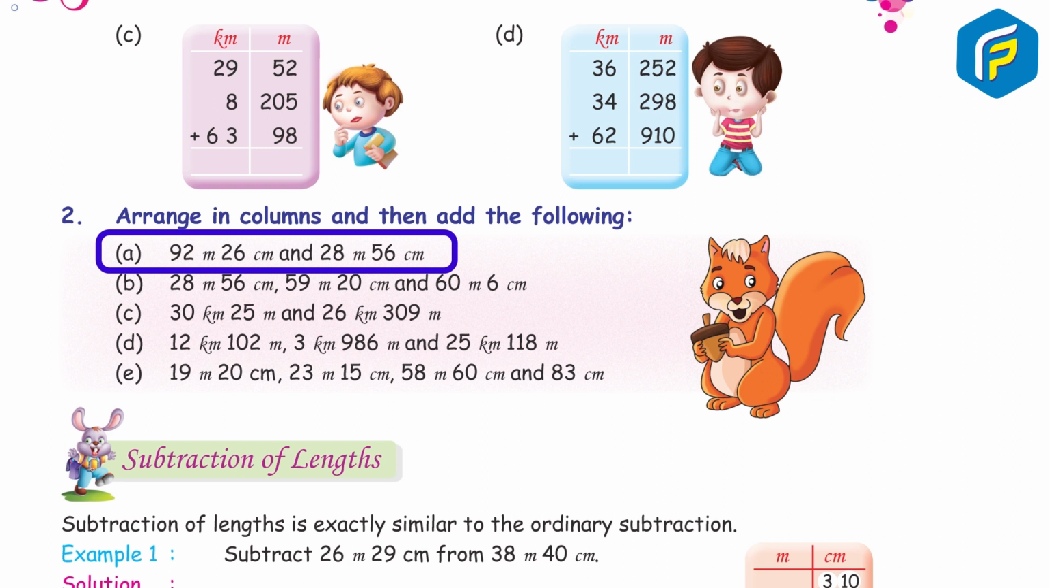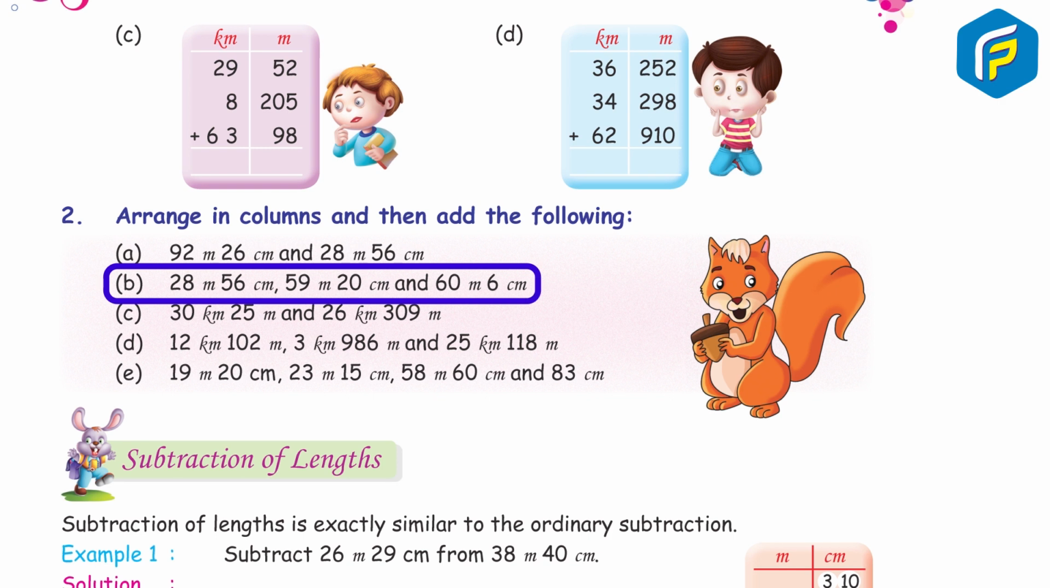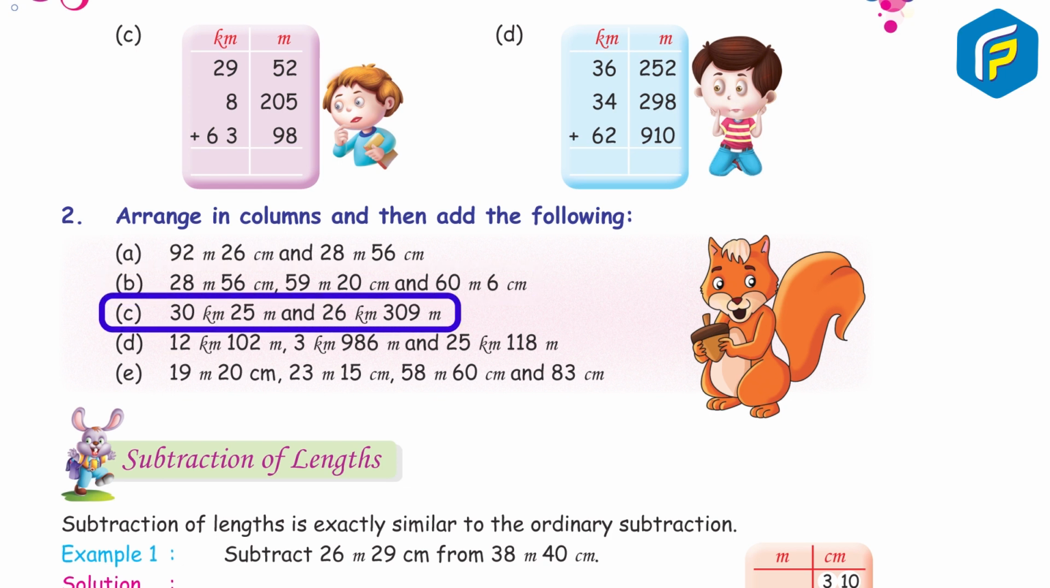Answer: 120 meter 82 centimeter. B. 28 meter 56 centimeter, 59 meter 20 centimeter and 60 meter 6 centimeter. Answer: 147 meter 82 centimeter. C. 80 kilometer 25 meter and 26 kilometer 309 meter. Answer: 56 kilometer 360 meter.